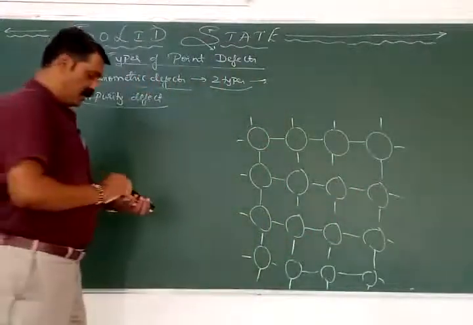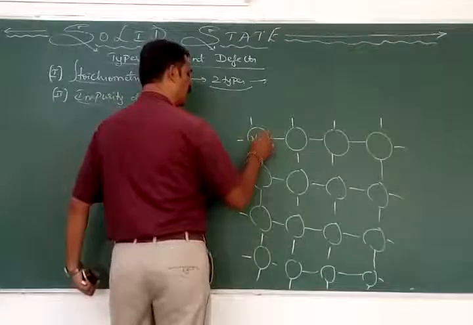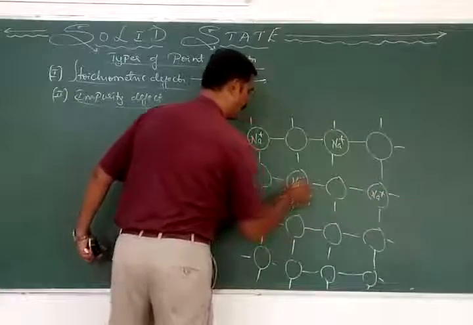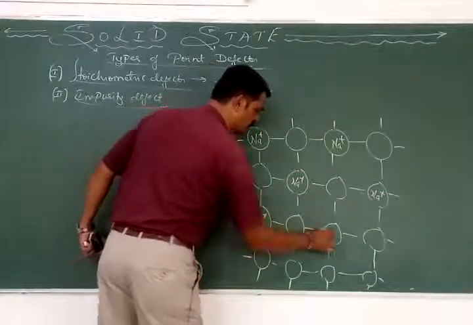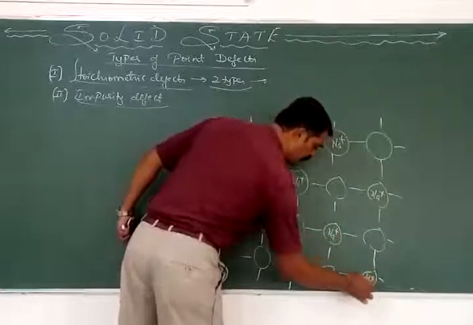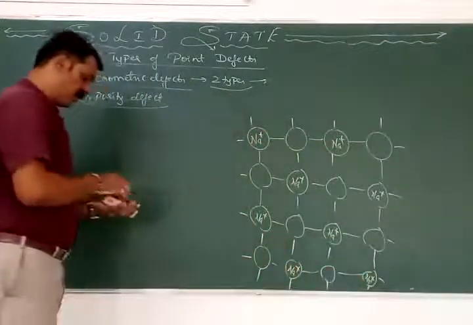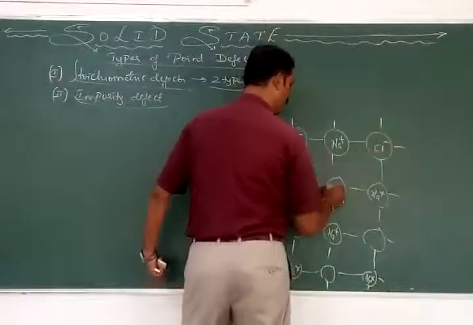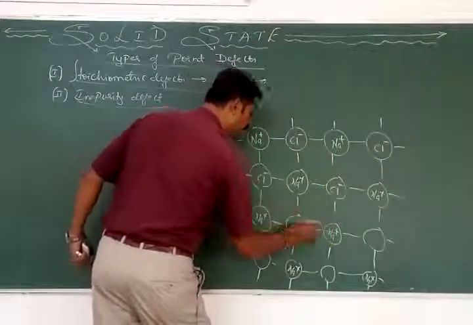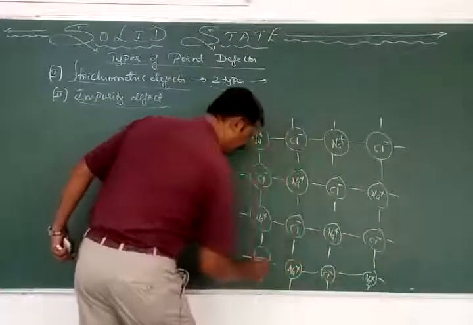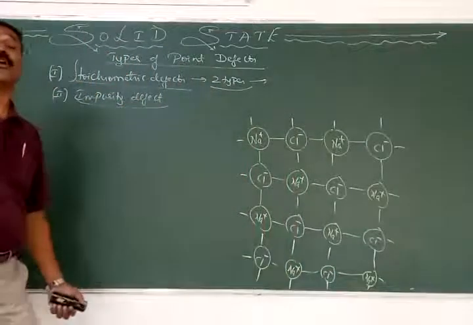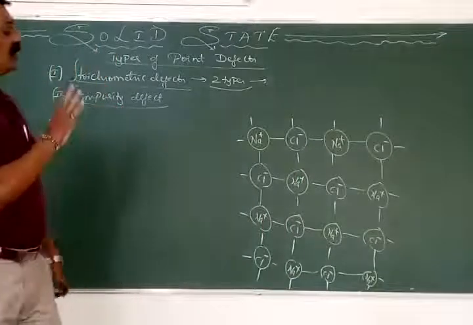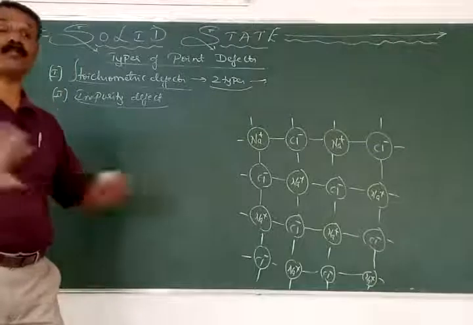Let us take the crystal of sodium chloride. First Na plus, Na plus, Na plus, Na plus, Na plus, Na plus, and Na plus. Now the second one, Cl minus, Cl minus, Cl minus, Cl minus, Cl minus, Cl minus. Now it is a pure or perfect sodium chloride, the rock salt structure crystal, because we have only Na plus and Cl minus, which means it is perfect.